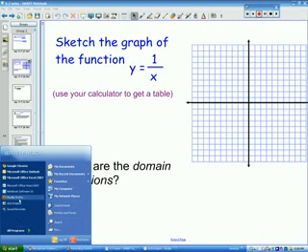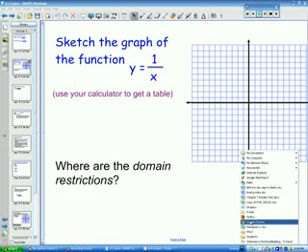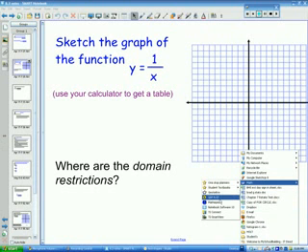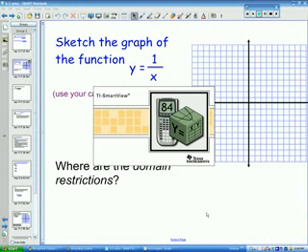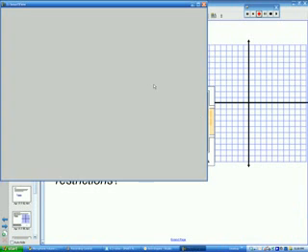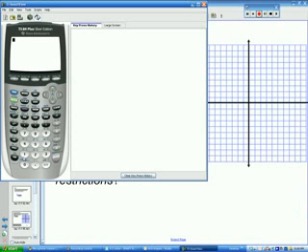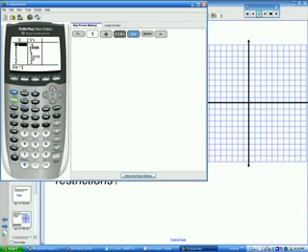I'll pull up my calculator. And so in y equals, type in 1 divided by x. And then to help us with the table, we're going to hit second graph. And so we have our table here. We can scroll up a little bit.